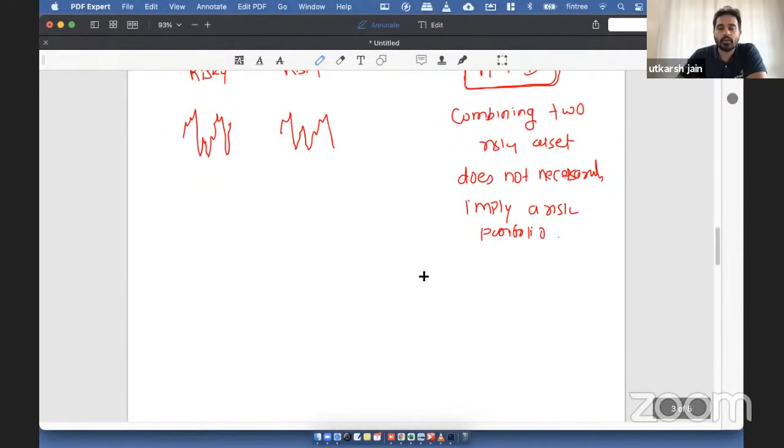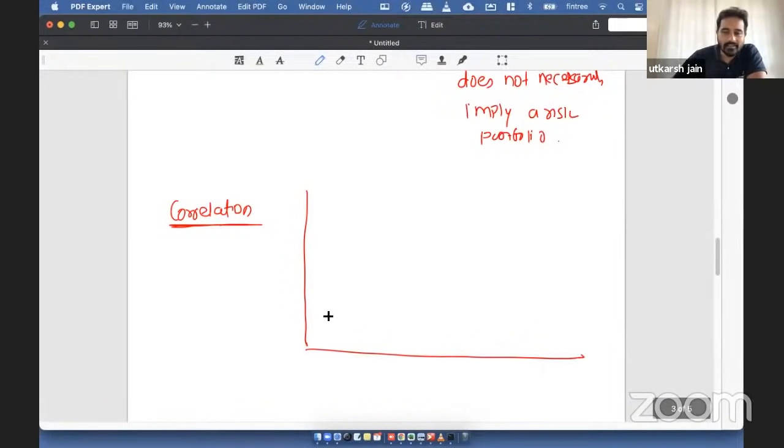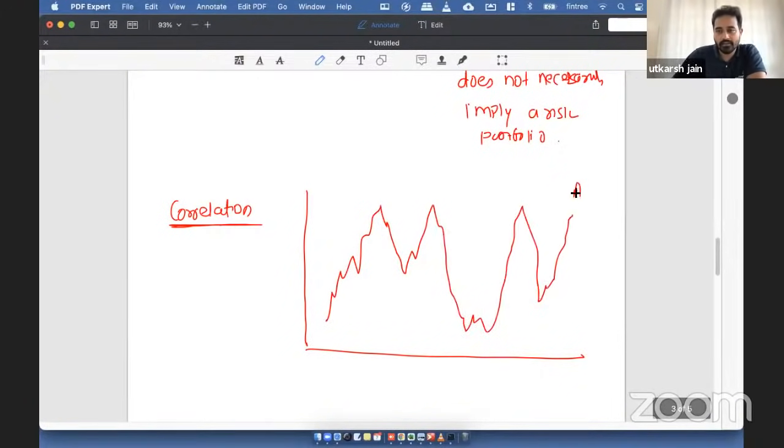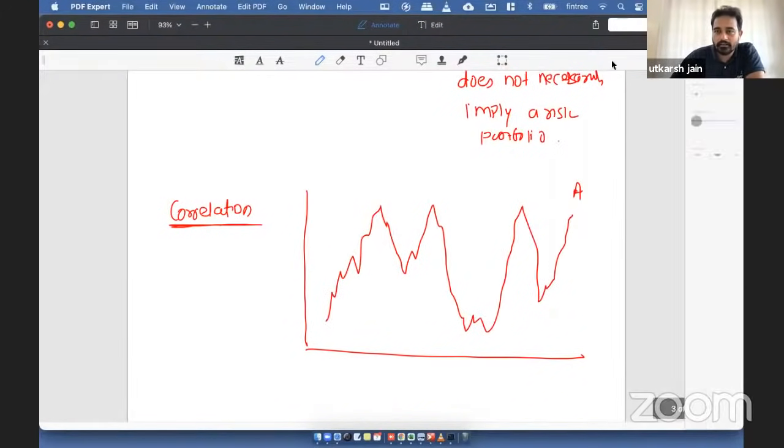So that brings us to the concept of correlation. It's a statistical concept, but I'm going to try to give you a visual on it so you'll understand. Let's build a graph and try to learn it more intuitively rather than mathematically. Let's say this is the stock price profile of A. So this is how A behaves. All right, so this is A.